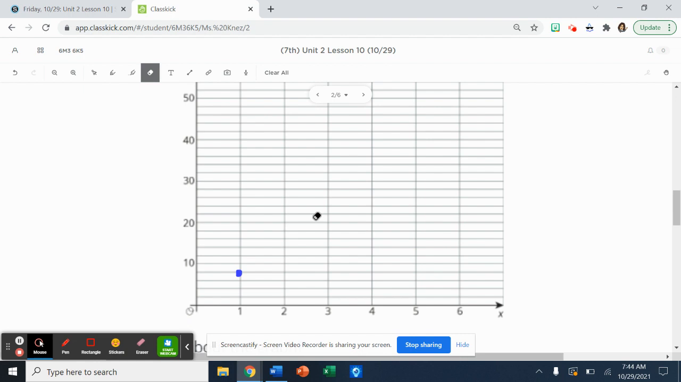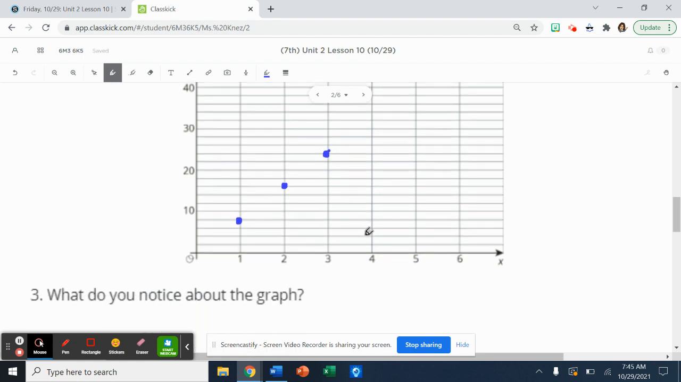Okay, so you should have plotted all of the points that are in the table. For example, 1, 8, which is already here. We know our next point is 2, 16. Our next point is 3, 24, and so on. You should have all the points plotted.